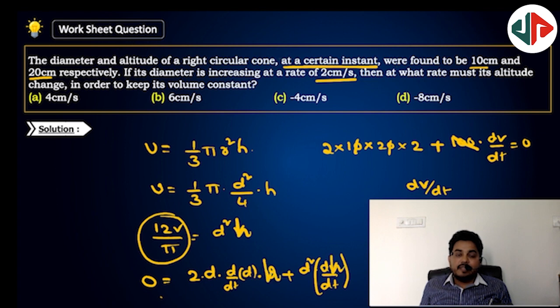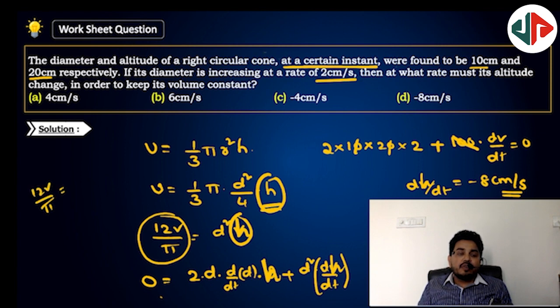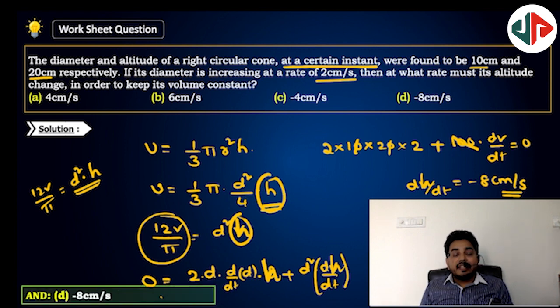this is h. Please make a change. This is h. dh by dt is equal to minus 8 centimeter per second. Please make sure this is h. Okay. So 12v by pi is equal to diameter square into h. So you are differentiating. So the answer is minus 8 centimeter per second. If the diameter is increasing at the rate of 2 centimeter per second, to maintain the constant volume, the height needs to reduce by 8 centimeter per second. What does minus mean? It is reducing.